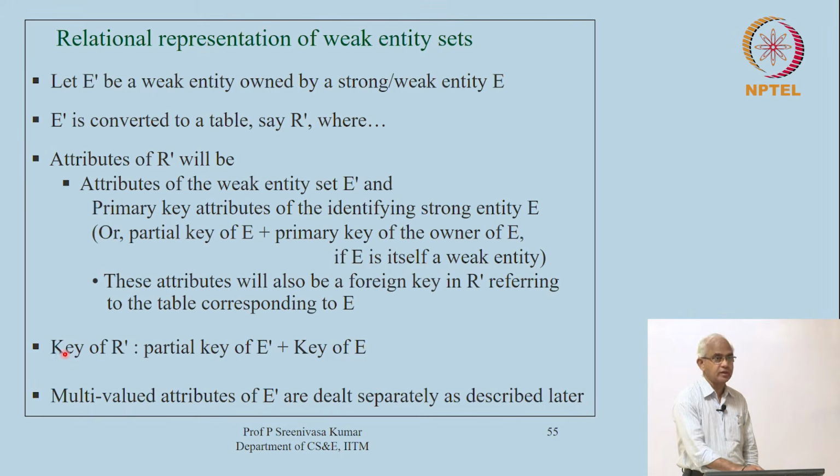And what should be the key of R prime? Key of R prime is the partial key of E prime plus the key of the owner entity. The key of the owner entity has anyway been included into this table, and so that set of attributes plus the partial key together would be the key for the table R prime. And then multi-valued attributes have to be dealt with separately, as we will see a little later.